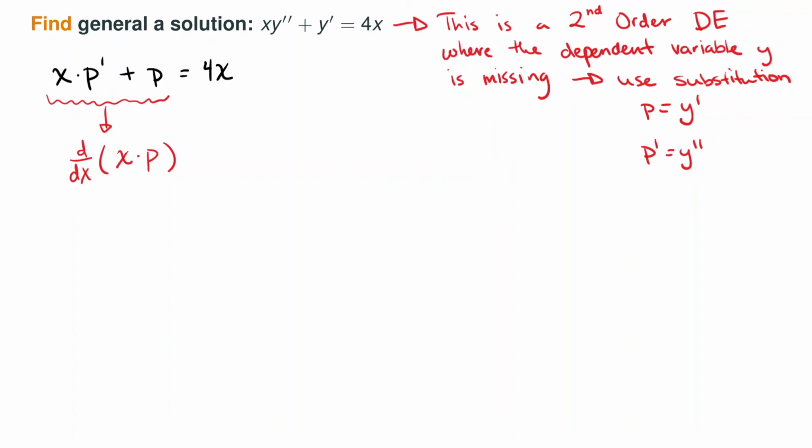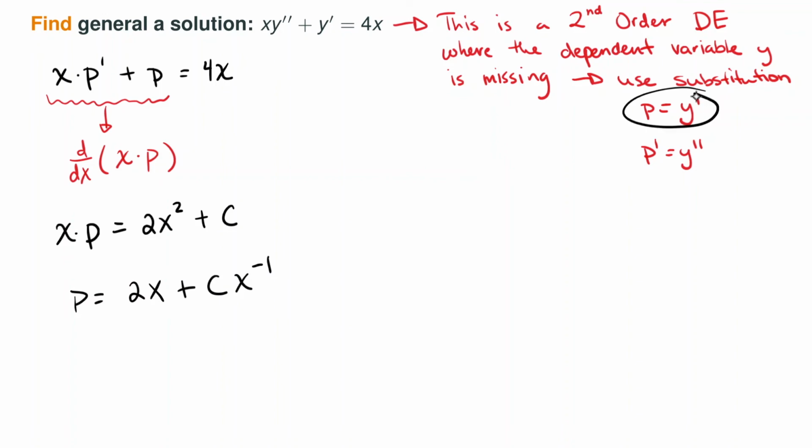In that case, since we are recognizing the left side is the result of product rule, when we integrate both sides with respect to x, we'll just get back the original product, and then integrating the right side with respect to x should give us 2x squared plus c. Divide both sides by x, and we get p equals 2x plus c times x to the negative 1. And now remember what p was equal to. It was y prime. So we have y prime equals 2x plus c x to the negative 1.